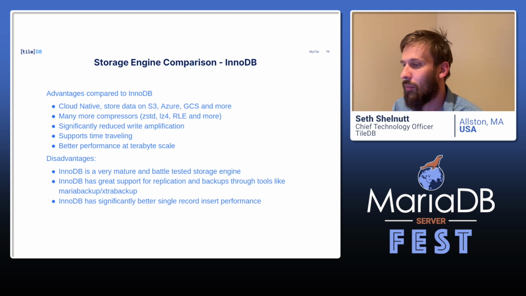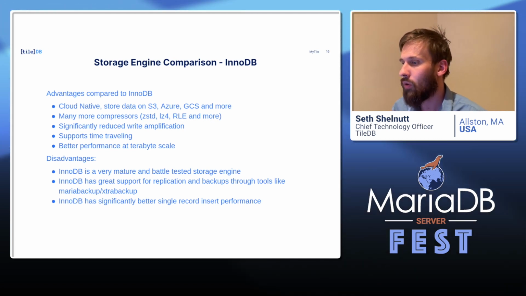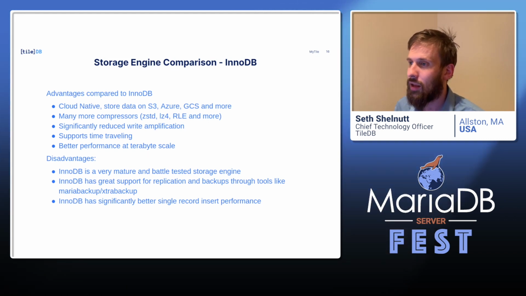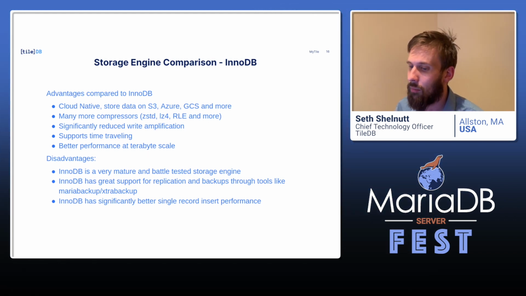Some of the advantages that MyTile has compared to InnoDB, of course, is first off, it's cloud native, so you can store your data on S3, Azure, or Google Cloud, full read-write support, and you're not limited to the data directory of MariaDB. Of course, you can write your array to the data directory. You can write it to a local file system or anything that we do support. There's also a large number of compressors that are supported by MyTile, ZSTD, LZ4, run length encoding, and more that InnoDB doesn't support. There's also significant reduction in write amplification. So we do not have a redo log or an undo log like InnoDB. So MyTile has much less overhead for the write amplification that exists.